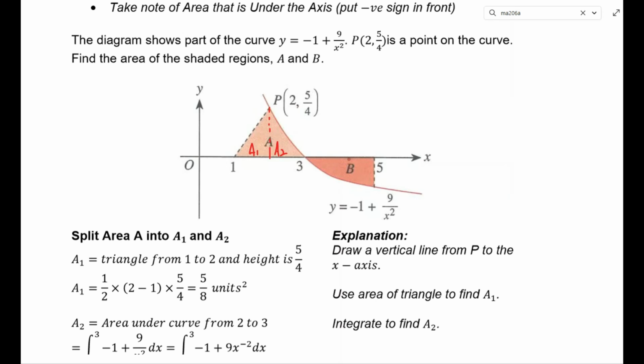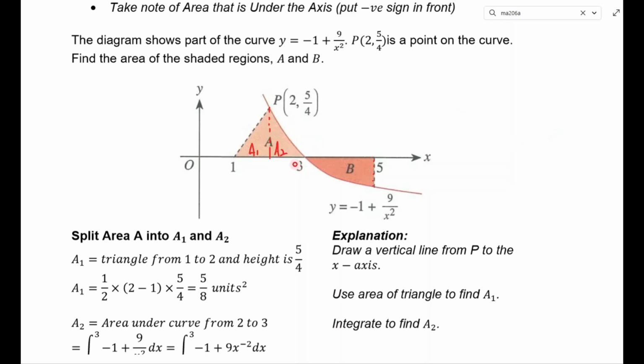And finally, we just have our area B. Now, there's no need to split area B because it's a very simple integration between your x coordinate here and your x coordinate here. However, for area A, you have to split it and you cannot just integrate from x equals 1 to x equals 3 because by doing so, you will have an extra area of this part. Therefore, the only way to solve it is to split it up into this triangle and then this area.